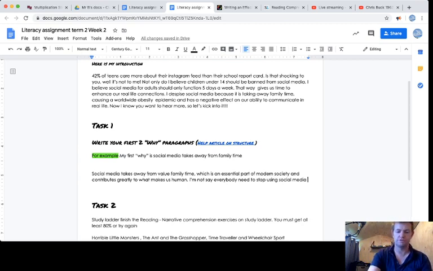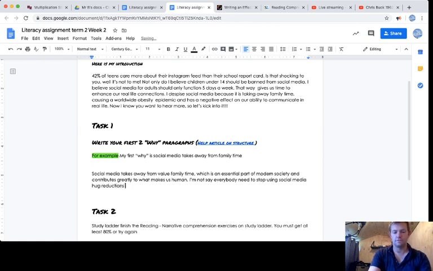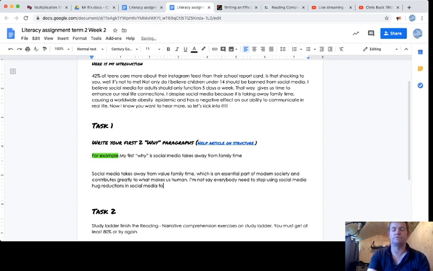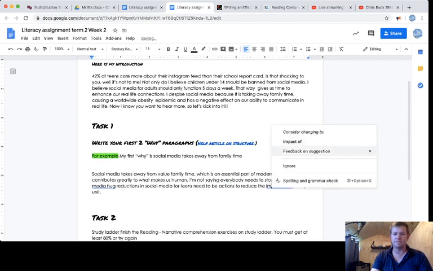There you go. But huge reductions in social media, oh, I spelled that wrong, social media, I'm missing an A, for teens needs to be action to reduce the impact on our family unit. So there, I've just put my little limit on it. So there's my little limiting statement.